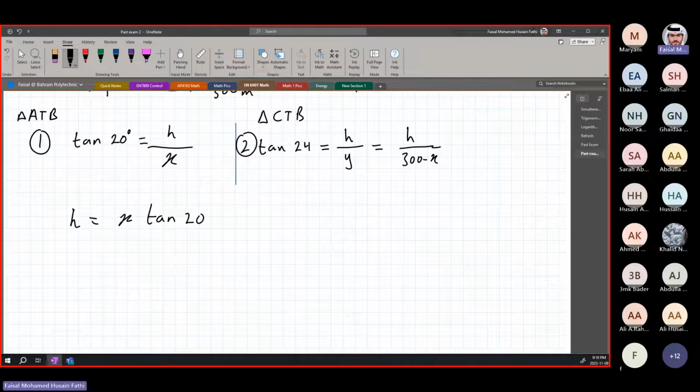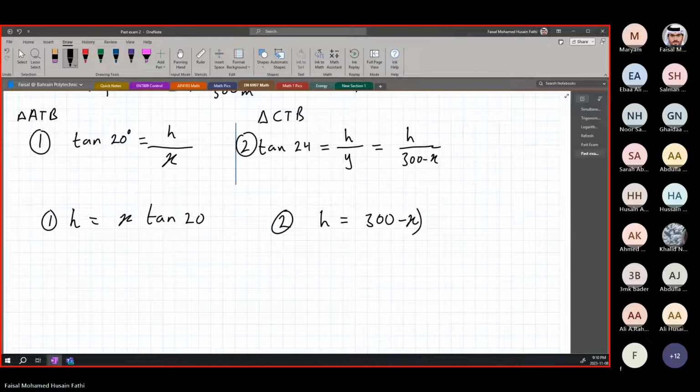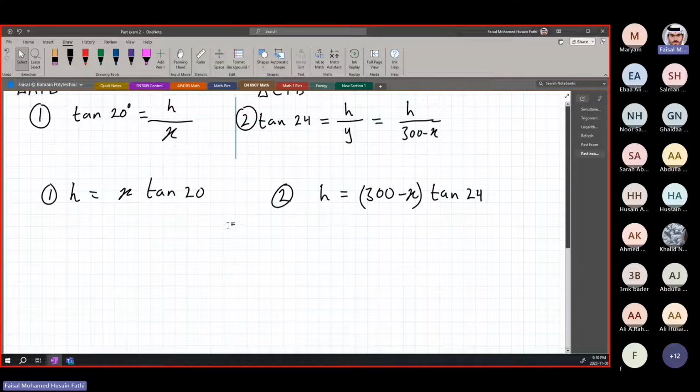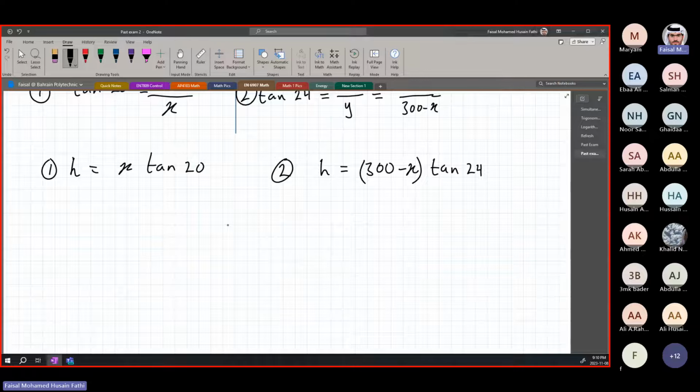The second equation, and then the same thing. I will just put h by itself on one side, is equal to 300 minus x times tan of 24. All right. I'm not sure honestly how they solved it in the solution, but this is how I usually solve it.